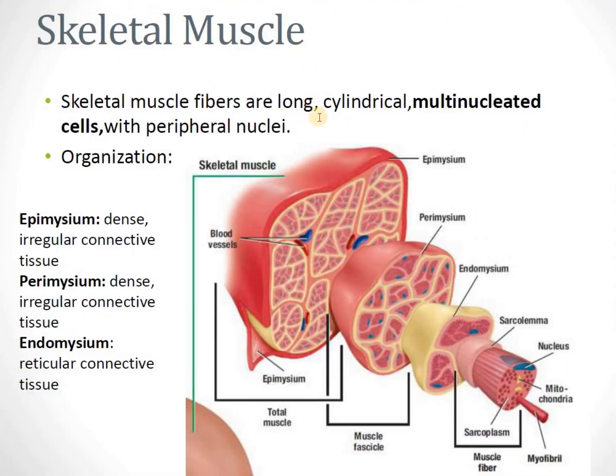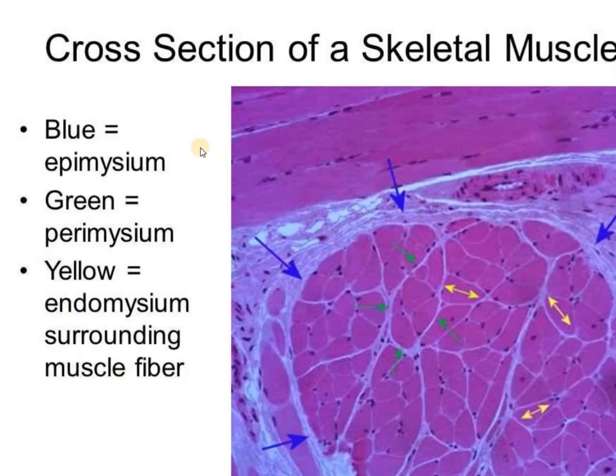Muscle fibers are long, cylindrical and multinucleated cells. As you all know, the epimysium is dense irregular connective tissue, the perimysium is dense irregular connective tissue, and the endomysium is a reticular connective tissue. So these are the components, as we have already seen in the muscle cross section view. This is how it looks under a microscope as a cross section of a skeletal muscle. The blue is the epimysium, the green one is the perimysium and the yellow is the endomysium. Okay.